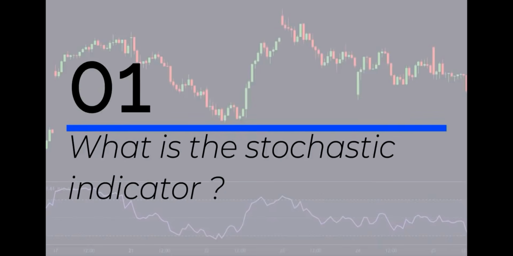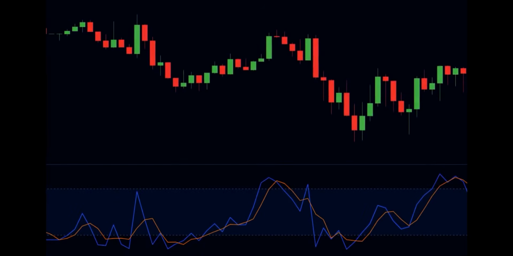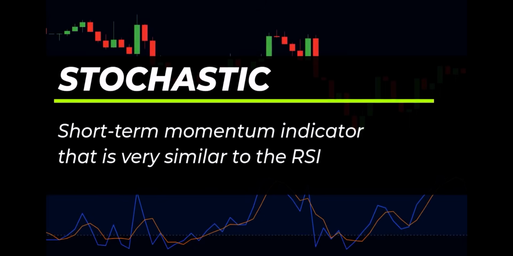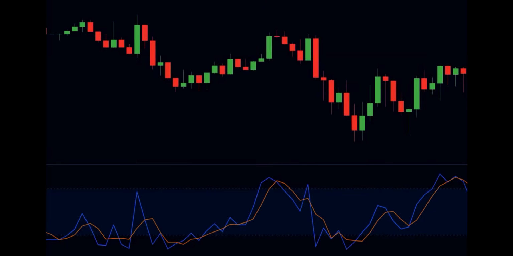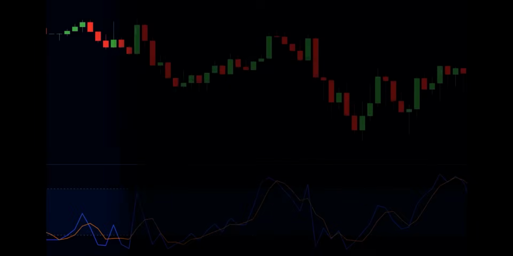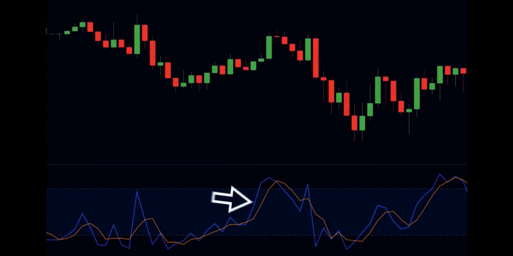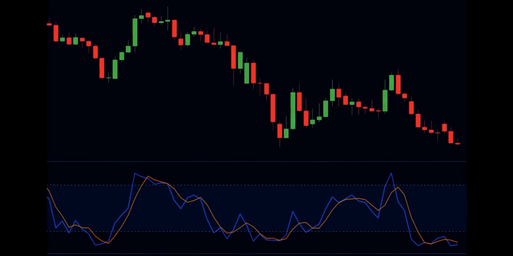First, let us understand, what is the stochastic indicator? Stochastic indicator is a short-term momentum indicator that is very similar to the RSI indicator. The basic premise of the stochastic is that it compares the current close to the highest and the lowest closes during a particular time period. So, if we choose a 10-period stochastic, it will show where the current candle is in the range of the last 10 candles. So here is the stochastic indicator.